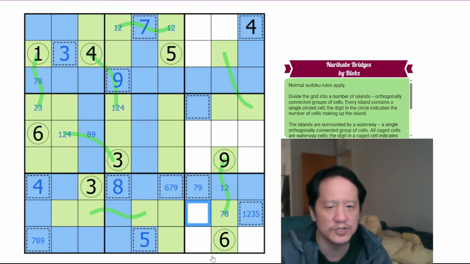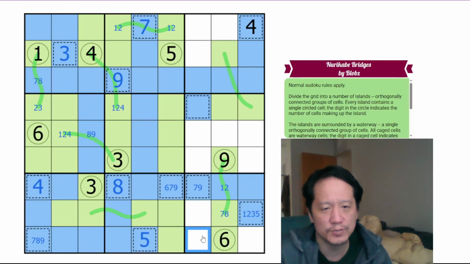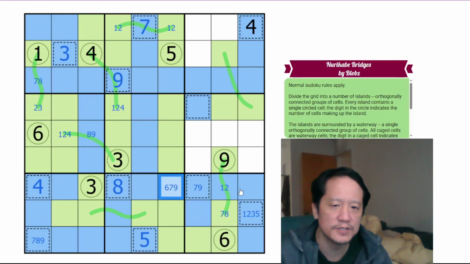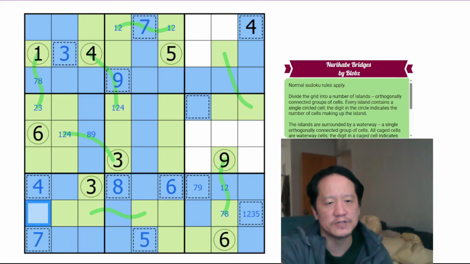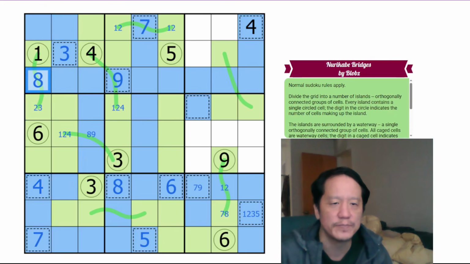And then if this is green, this would have to be blue. But the problem with that is this blue one must orthogonally connect to the rest of the blues. So this has to be blue here, and this must be green here to form a 6 size island. Therefore, it's blue there. This sees only 6 cells that are waterways, so this is 6. This sees only 7 cells, which are waterways, so that's 7, which eliminates 7 here, so that's 8.